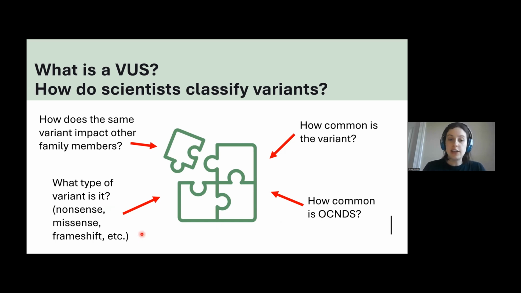Knowing the type of variant is extremely important. So nonsense, missense, and frameshift are just three types of variants that we talked about in the last couple of slides. So that information is actually very impactful in deciding if a variant is harmful or not. And then also understanding how the same variant, if it's seen in multiple family members, impacts those family members. So if multiple people in a family have a variant and they all have the same condition, we might be more likely to say that that variant is related to the condition that they have.